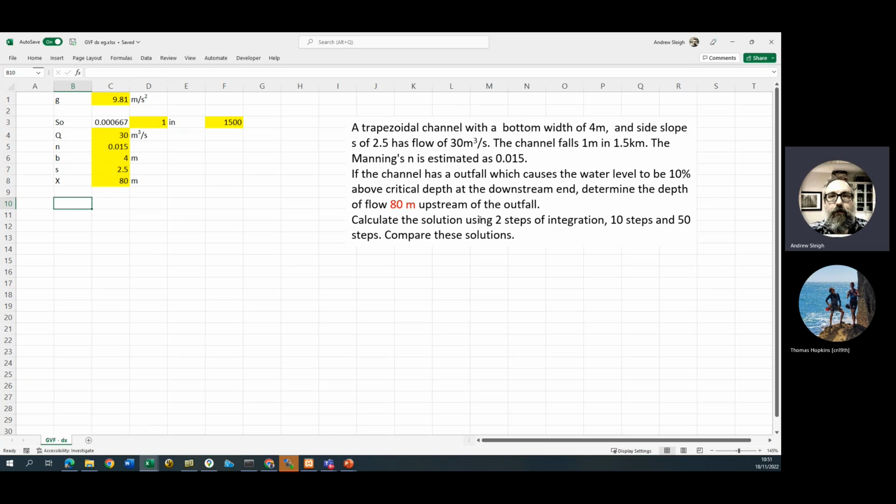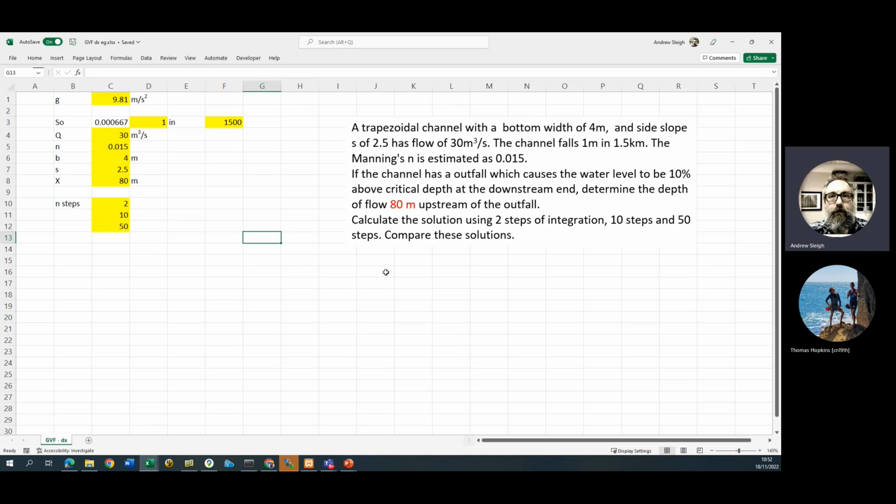Question also says, do it in 2 steps, 10 steps, and 50. So do n steps: 2, 10, and 50. Okay, right. Now we're going to enter in various equations in our iteration.